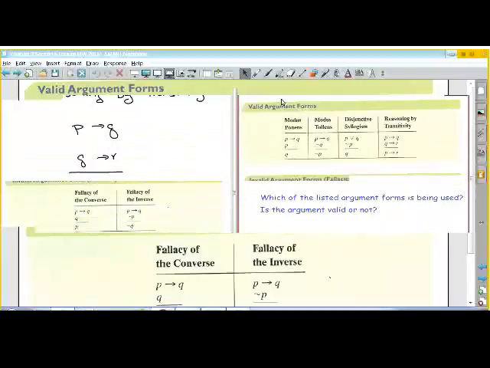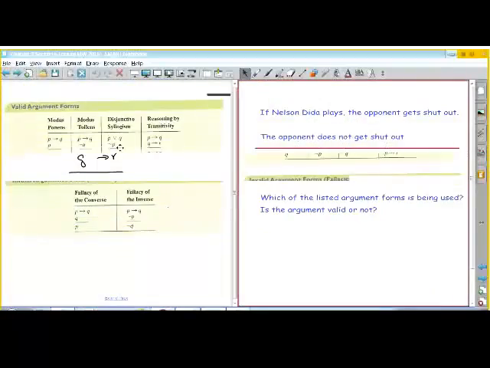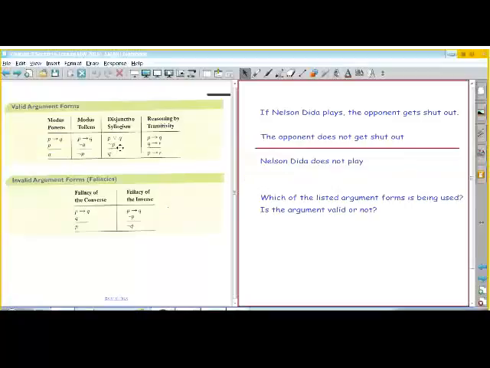But it turns out if you had an argument like this one, and if you can show that it's one of these already determined standard arguments, you don't have to go through the whole process of creating a truth table, unless I tell you to do it. What we're going to do is look at this example, see if we can identify it as one of these types, and then make a statement whether the argument is valid or not.